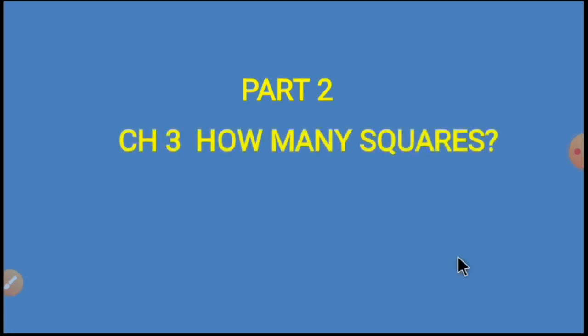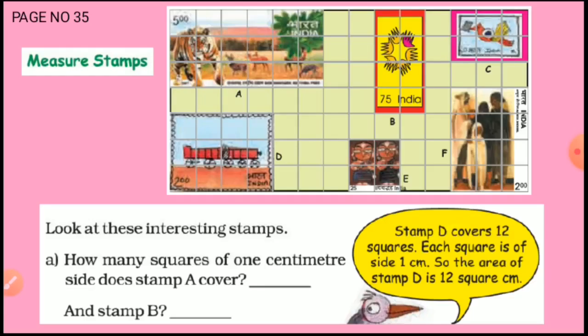Hello students, this is part 2 of chapter 3, how many squares, of standard 5th mathematics. In the last part we discussed and cleared the concepts of area and perimeter, isn't it? Now let's go in this part. Measure stamps. Here in this box you can see some different postal stamps are there.